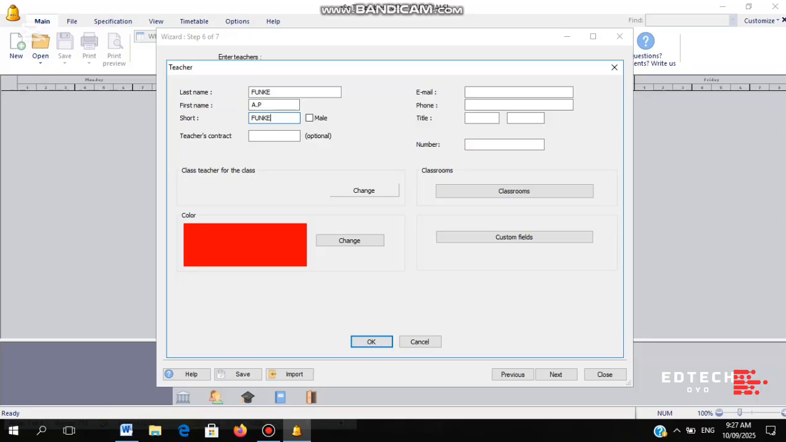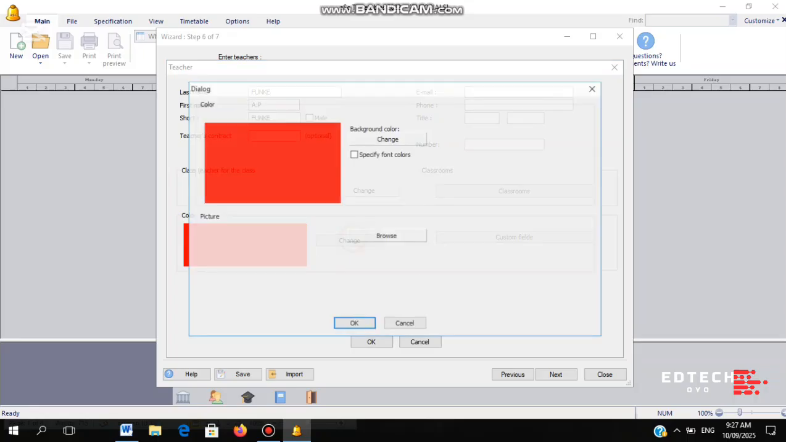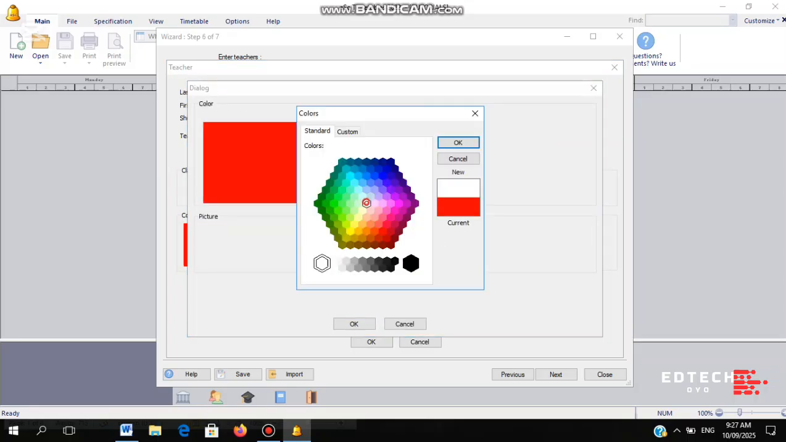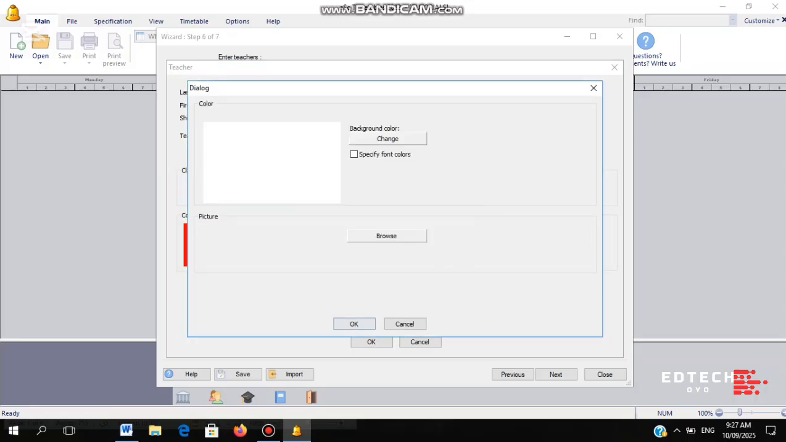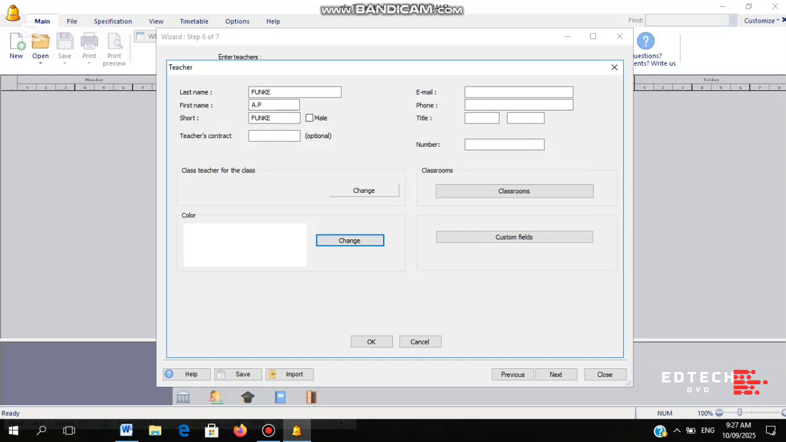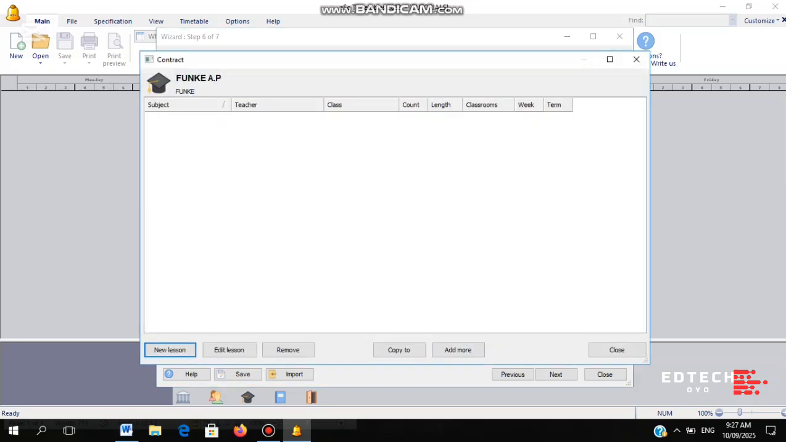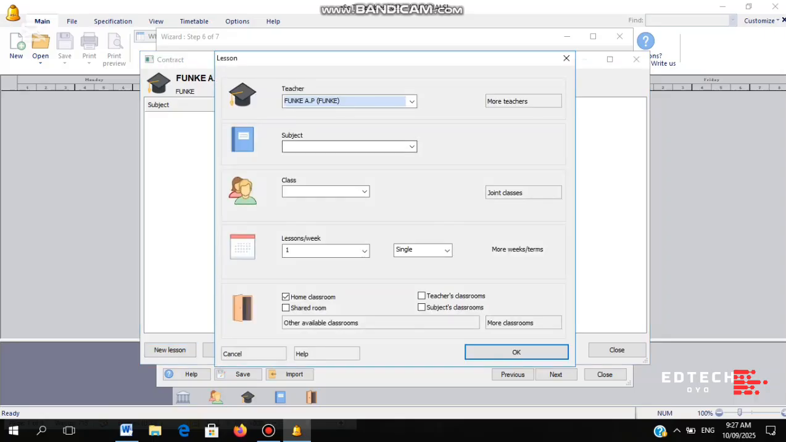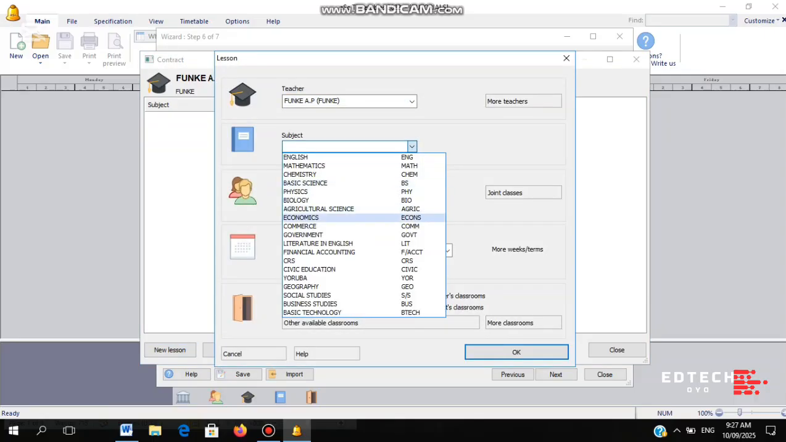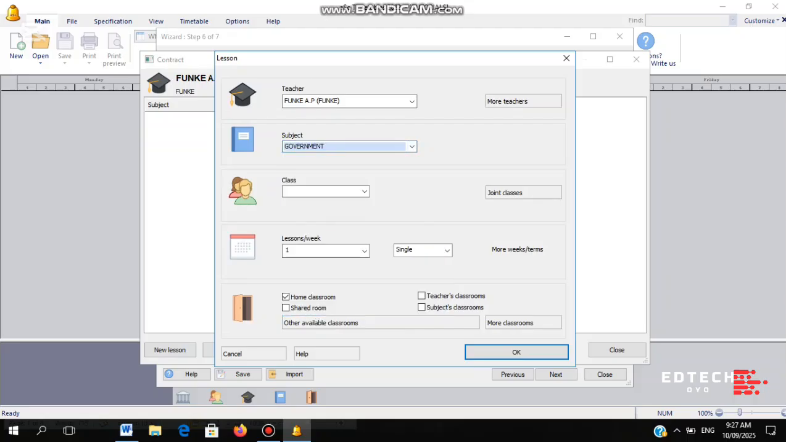Okay. Let's change this one to white. It is fun to make timetable on the computer. The stress is really interesting actually. Okay, this is Mrs. Funke, the new lesson. Let's say the teacher is teaching government. Now, I use government because two classes are doing government.